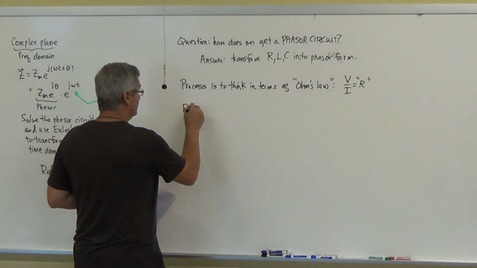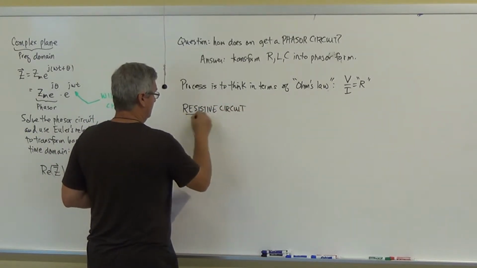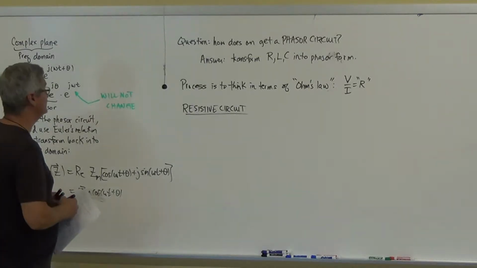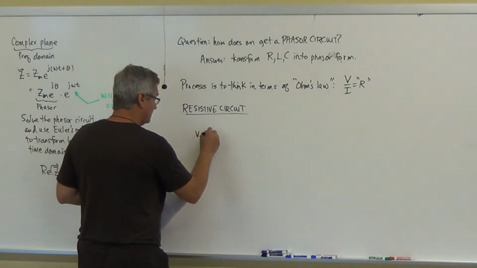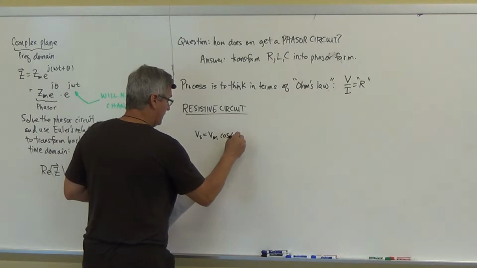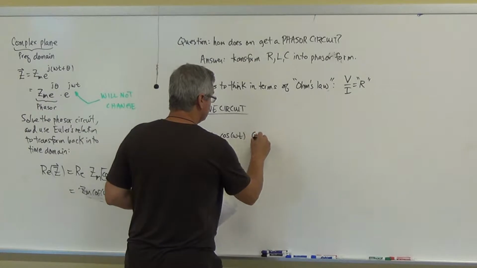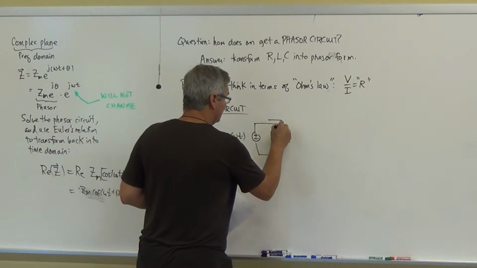We started with a resistor circuit. In order to get into phasor form, I start with the time domain circuit. If I have a circuit that looks like this, here's my source. It has an amplitude, and my source is cosine omega t, plus or minus. I have a resistor, and we know that this is the circuit right here.